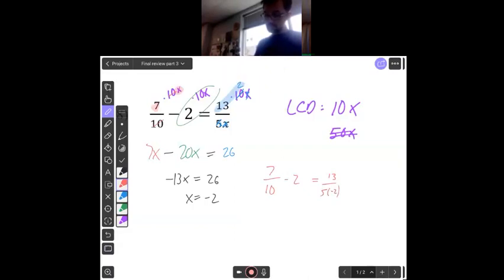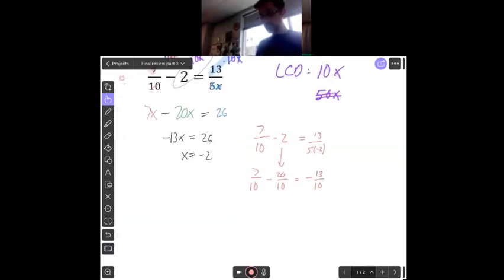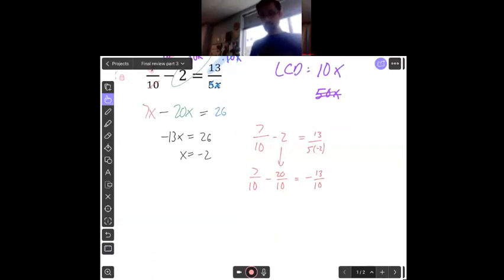So I notice on that right side when I have a tenth, so I have a negative 13 tenths, 7 tenths. So I'm going to turn that negative 2 into tenths. That'd be negative 20 tenths. So 7 minus 20 is negative 13. So negative 13 tenths.